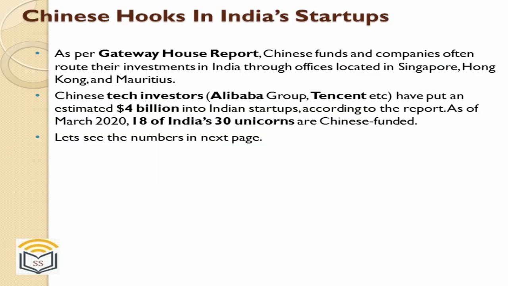Now let's see some Chinese presence in India's startups. As per the Gateway House report, Chinese funds and companies often route their investments in India through offices located in Singapore, Hong Kong and Mauritius, because channeling the investments from these countries will invoke fewer sanctions, and it will also benefit in taxes. Chinese tech investors such as the Alibaba Group and Tencent, two giant tech companies of China, have put a considerable amount of around $4 billion into Indian startups, according to the report. And as of March 2020, 18 out of the 30 unicorns in the Indian startup market are Chinese funded. Let's see some numbers on the next page.